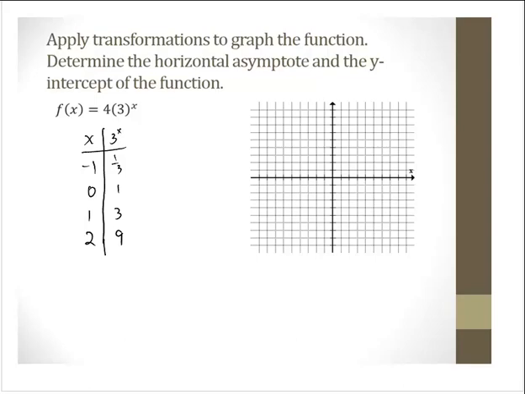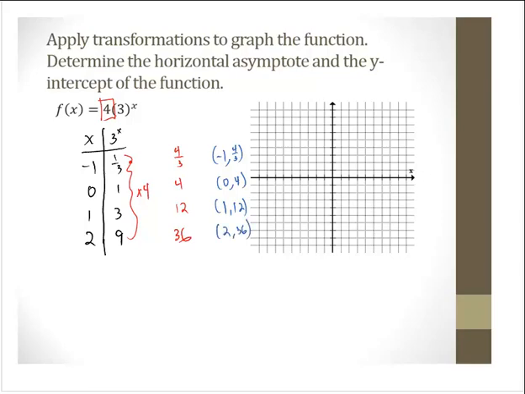Now let's see, what's happening here? No shifts left or right, no flips. All we have is this 4. Well, that's a scale factor. So I'm going to multiply all of these by 4. So 1/3 times 4, that's 4/3. 4, 12, and 36. So I have negative 1, 4/3. I have 0, 4. I have 1, 12, and 2, 36.